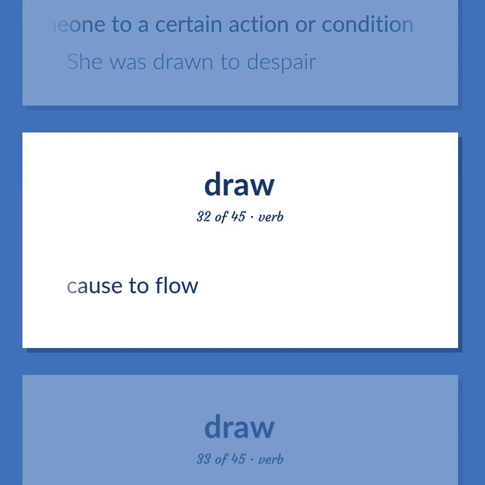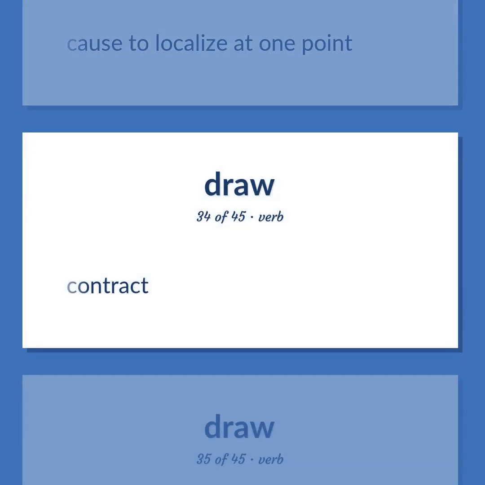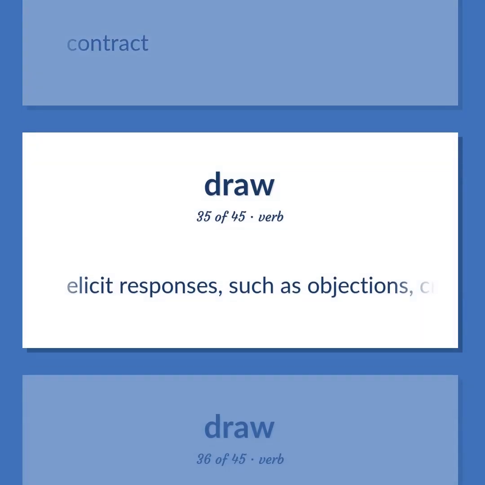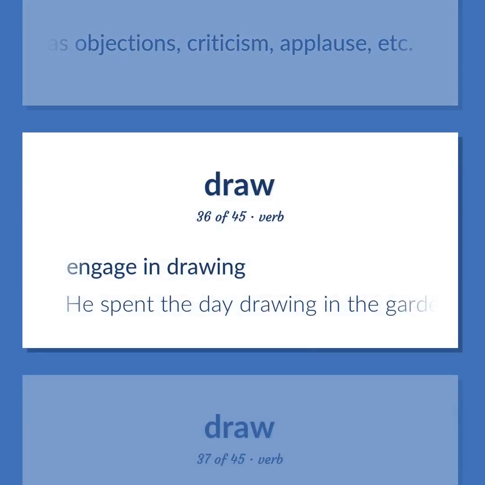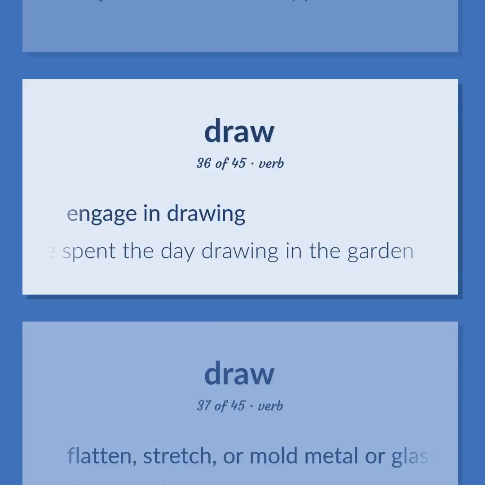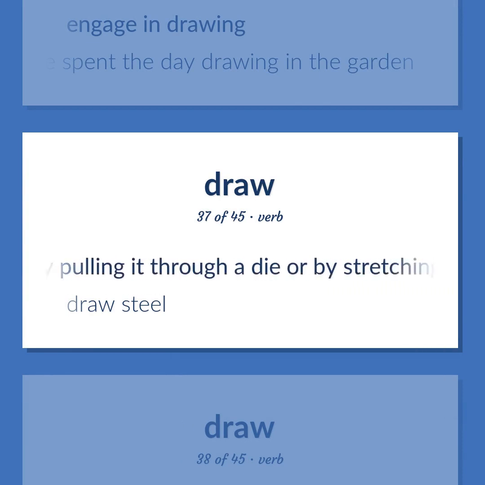Cause to flow. Cause to localize at one point. Contract. Elicit responses, such as objections, criticism, applause, etc. Engage in drawing. He spent the day drawing in the garden. Flatten, stretch, or mold metal or glass, by rolling or by pulling it through a die or by stretching. Draw steel.